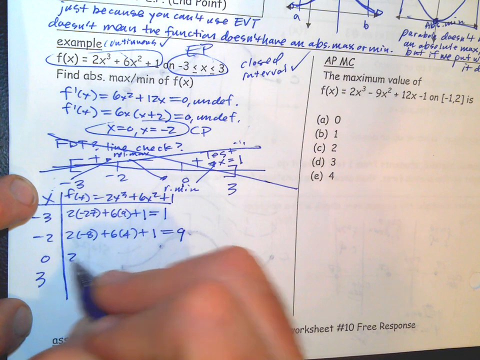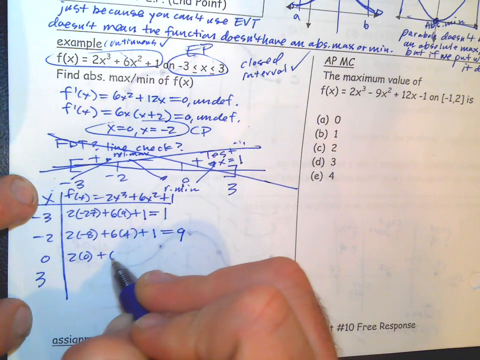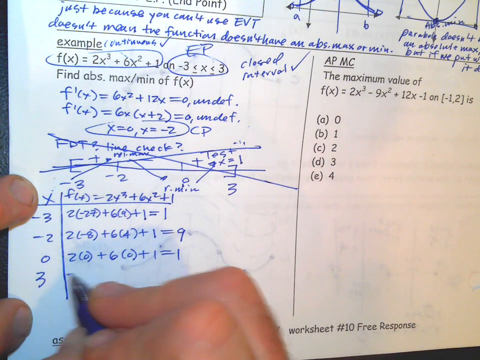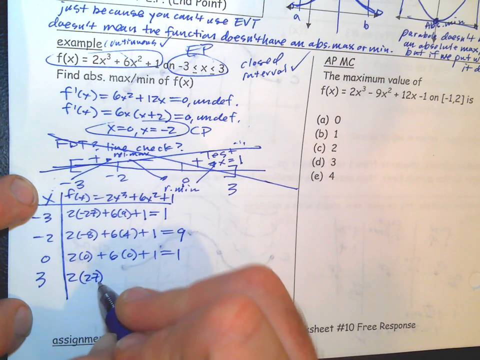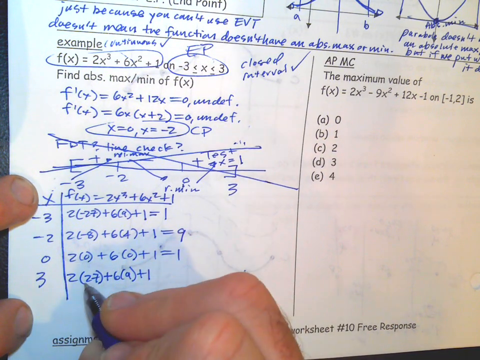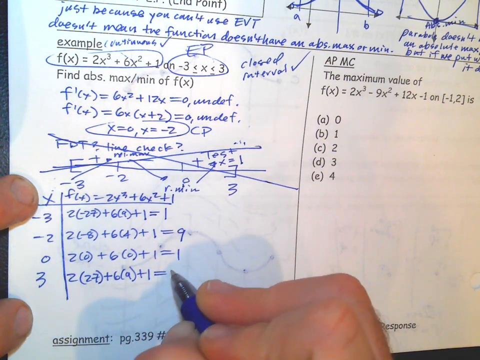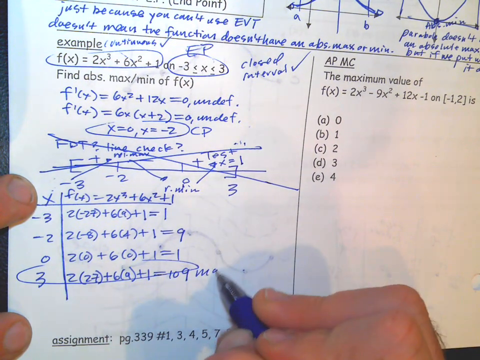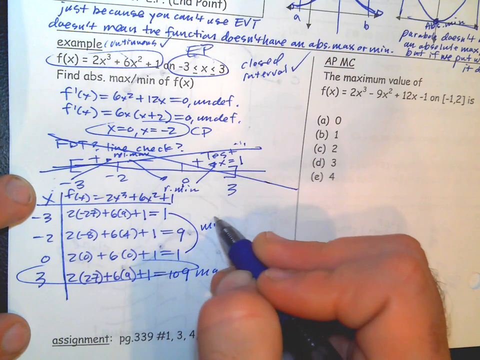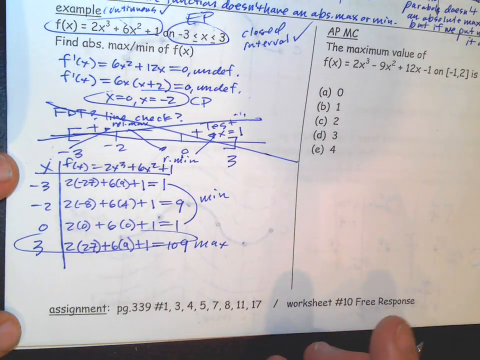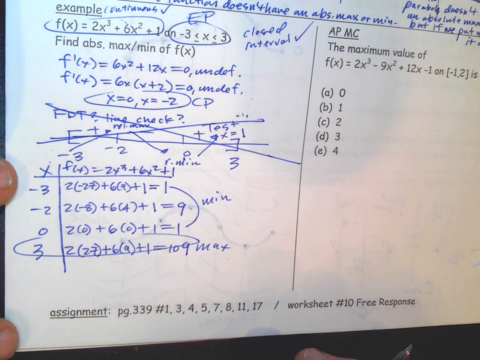Plug 0 in. You get 1. We're going to plug 3 in. Positive 27. 6 times 9 plus 1. So it's going to be 54 plus 54 is 108. Plus 1 is 109. So here's your max. And there's a tie for the min, which is okay. You can only have one max and one min value. It might happen that the same value occurs in multiple places.